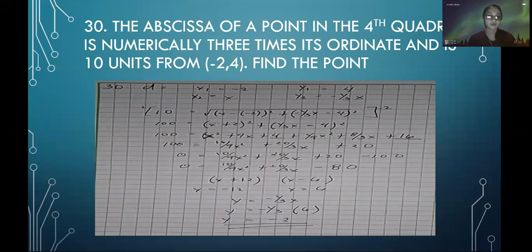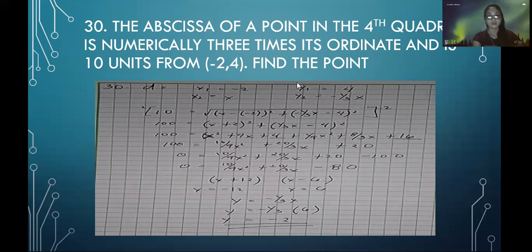So 0 is equal to 10 over 9 x squared plus 20 over 3 x plus 20, transpose 100. So it becomes negative 100. So 0 is equal to 10 over 9 x squared plus 20 over 3 x minus 80. So x plus 12 and x minus 6. So the value of x is negative 12 and the other one is positive 6.